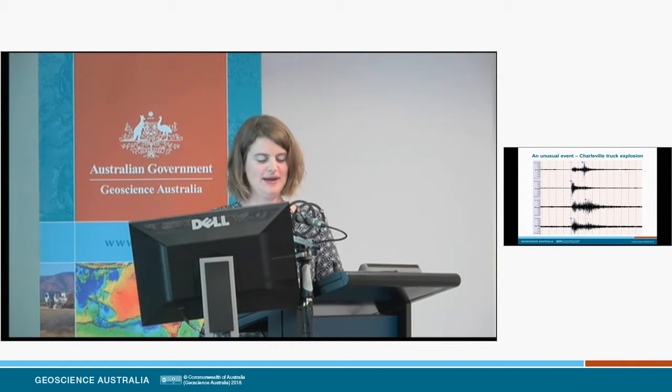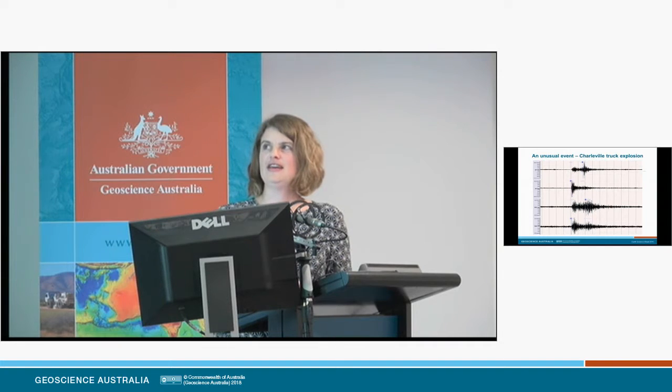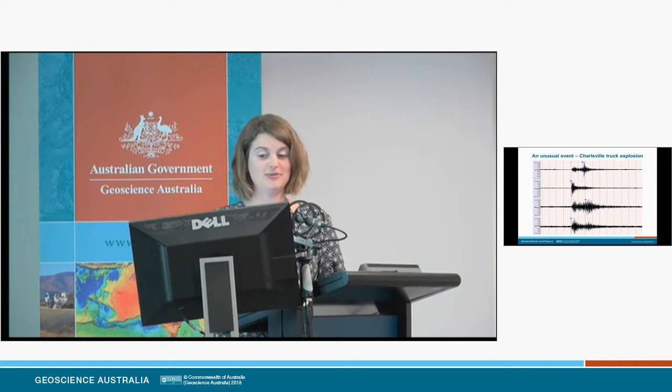We also pick up unusual events in the Tsunami Warning Centre, and one of these occurred last year in 2014. I don't know if you can remember on the news, but there was a truck explosion out at Charleville in outback Queensland. The explosion was picked up on a couple of seismometers at Quilpie and Roma, which were hundreds of kilometres away from the truck explosion.